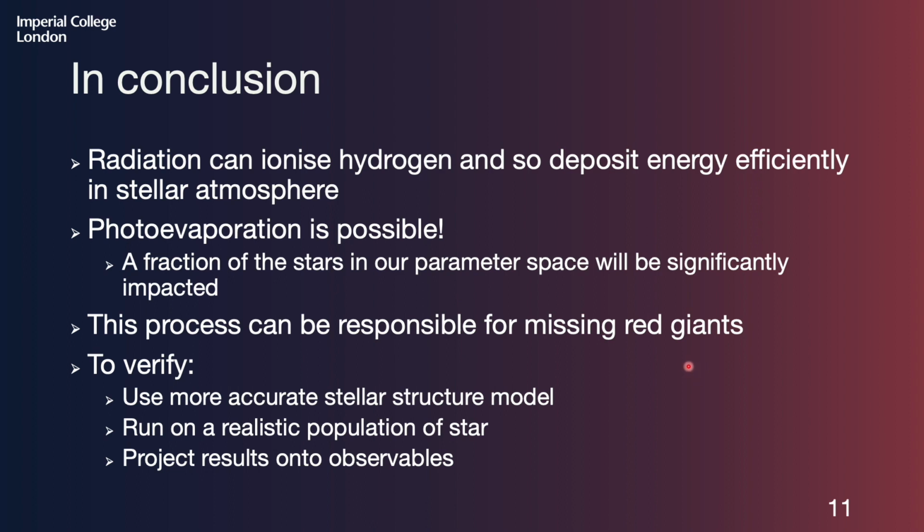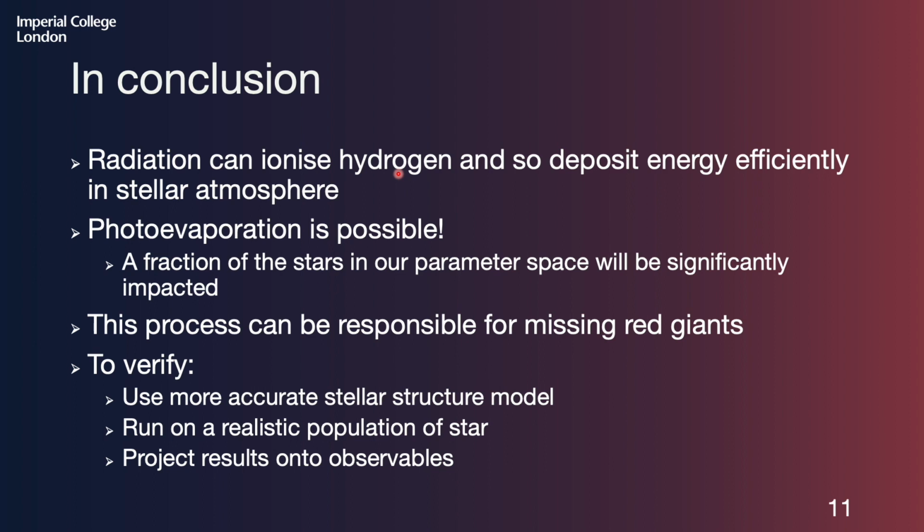So to conclude, we have shown that the radiation from the active black hole at the center of the galaxy can ionize hydrogen and deposit energy efficiently in the atmosphere of the star. And then we have shown that photoevaporation is possible by calculating the rate at which mass is lost from the stars. And a fraction of these stars will be significantly impacted by this process. So we determined that this process can be responsible for some of the missing red giants, and it is likely that it's responsible for this together with all the other processes we saw at the start.